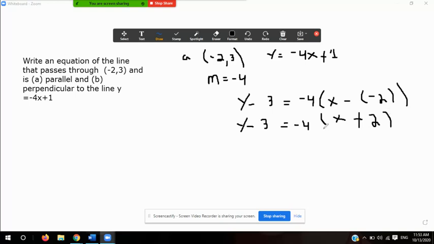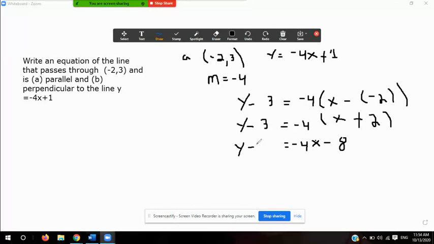And now we can distribute. Now we can use the distributive property. So negative 4 times x is negative 4x. And negative 4 times 2 is negative 8. So that'd be negative 4x minus 8. And you have y minus 3.